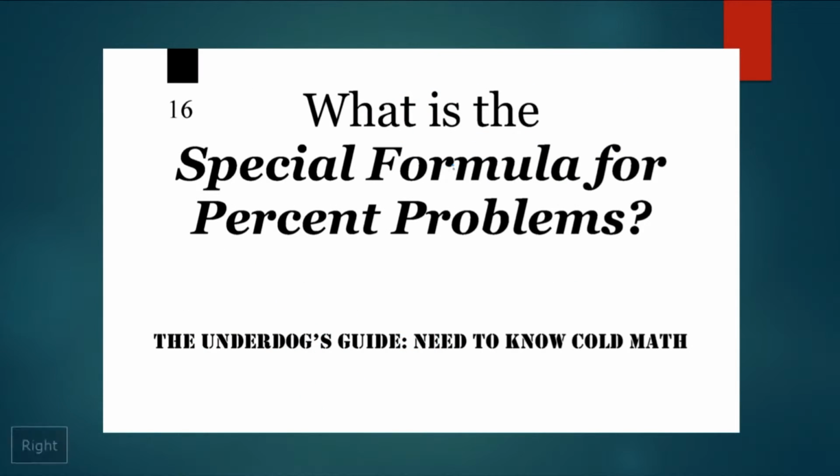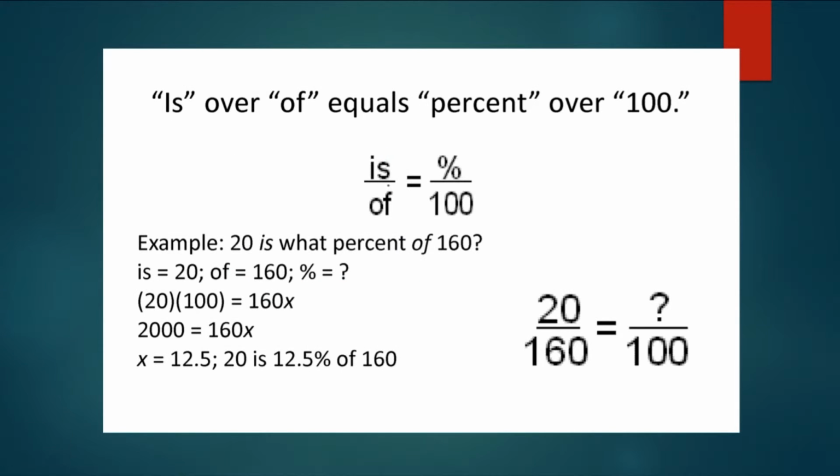Moving on. Special formula for the percent problems. The big question a lot of people have trouble with is something like this. 20 is what percent of, I don't have to pick a random number, of 321. A lot of people have trouble setting this up. So the plug and play formula I have for you is this. Is over of is equal to percent over 100.